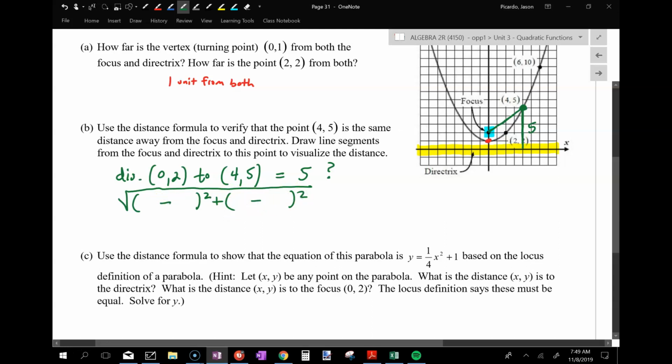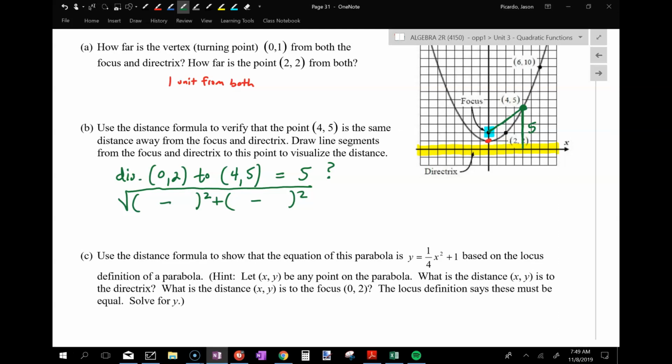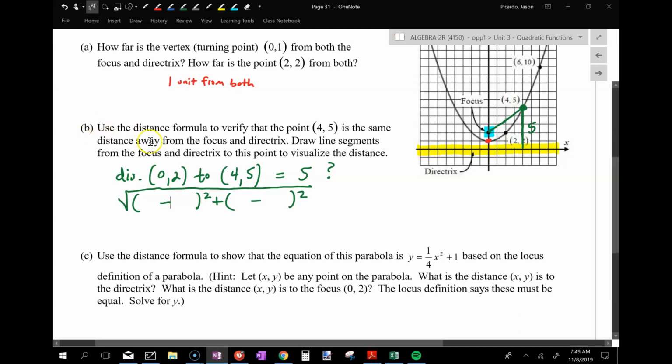I like setting that guy up like that. Some of you the other day, we said we could use the Pythagorean theorem if we wanted to, right? So if you wanted to use the Pythagorean theorem, you could. If you want to use the distance formula, you can, right? So what does my formula say? It says I got to take the difference of the x's and the difference of the y's. So I'm going from 0 to 4, that's the difference of my x's. I'm going from 2 to 5, that's the difference of my y's.